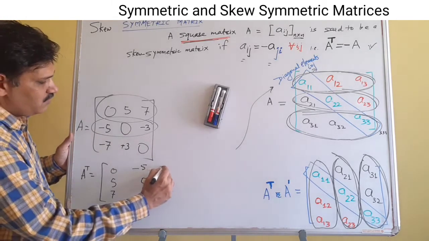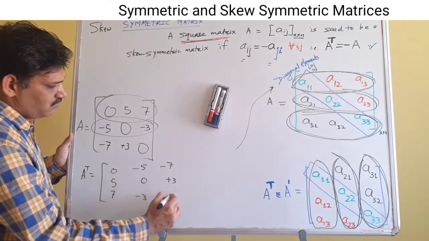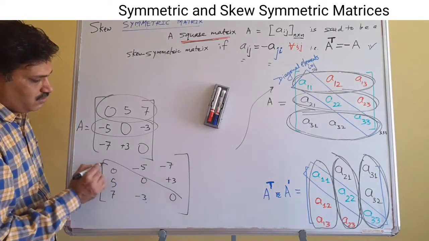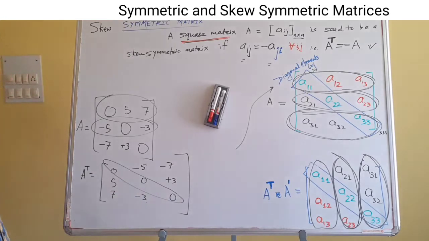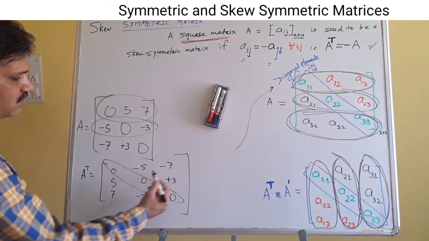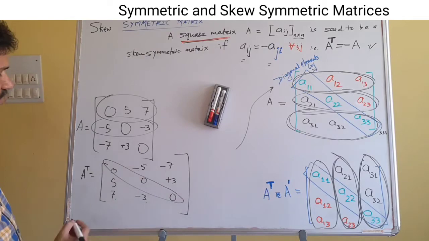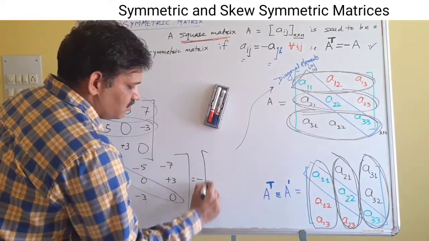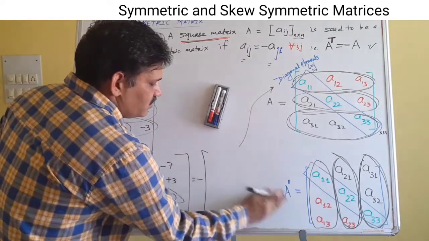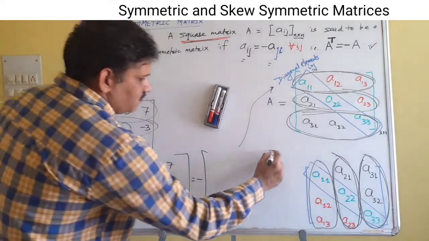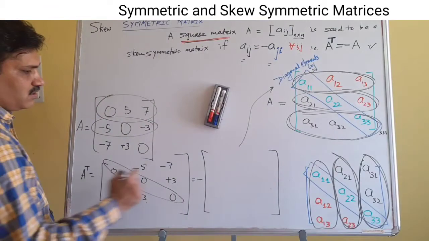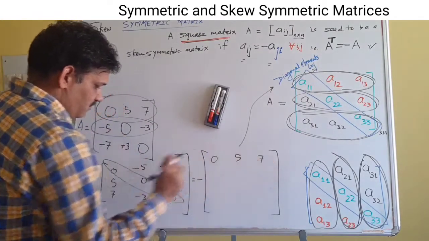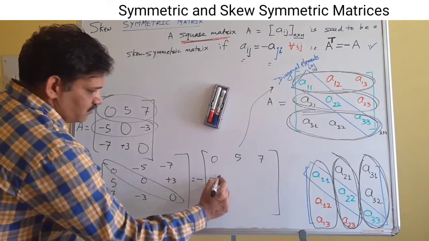And the third row becomes third column. Now you can see about the leading diagonal. This is negation of this, this is negation of this, this is negation of this, and if you take a negative sign common from all the elements, what you get is: this is negative of 0, that is 0, this is plus 5, plus 7, minus 5.